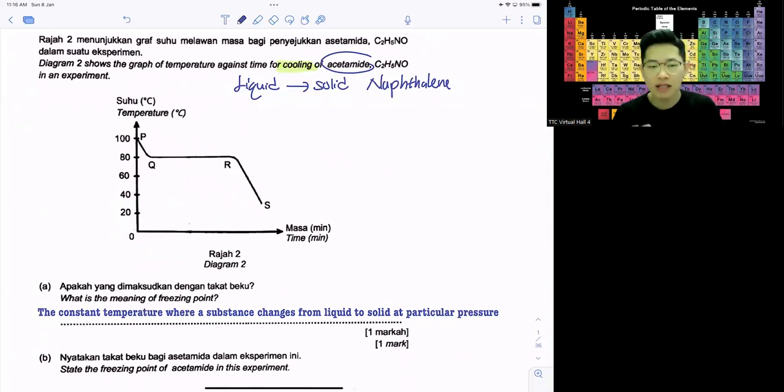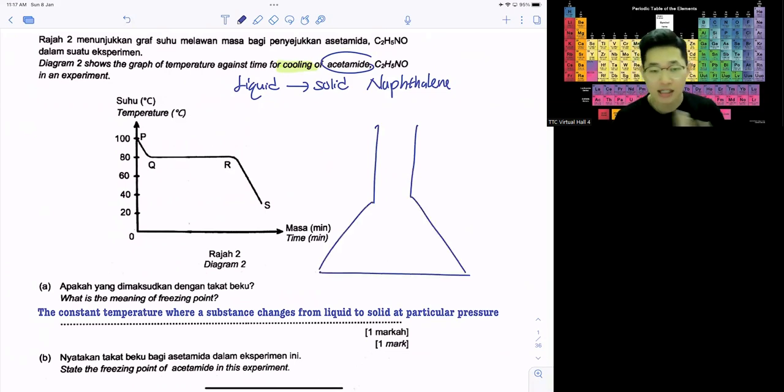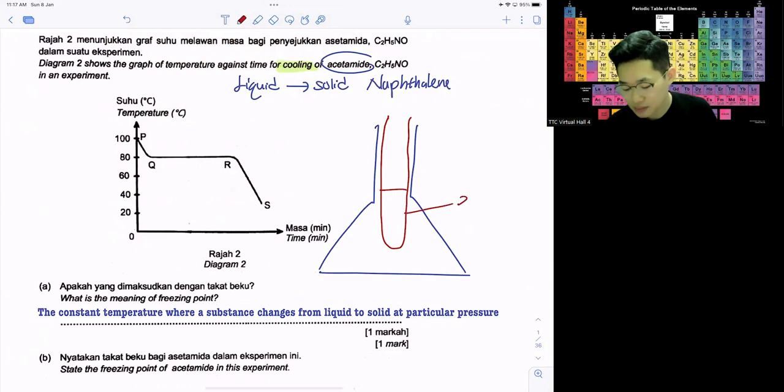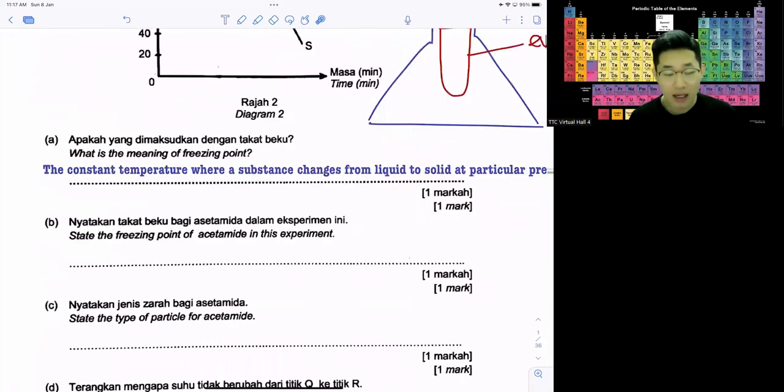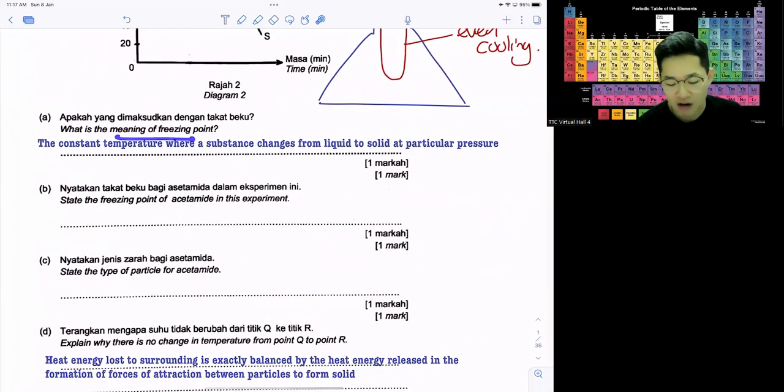You have to know that this activity is carried out in a setup of apparatus like this. There is a conical flask, and inside there will be a boiling tube with the acetamide or naphthalene. The reason why they do this, 它专门要把它放进这个 conical flask 里面 is to ensure even cooling of naphthalene or acetamide. 它把它放在这个东西里面，它就可以确保它能够平均的散热.